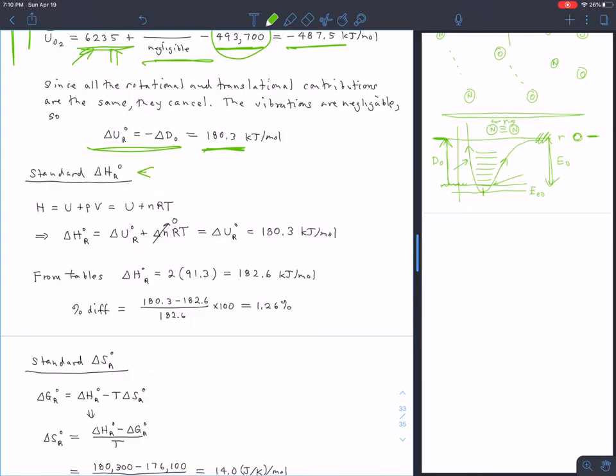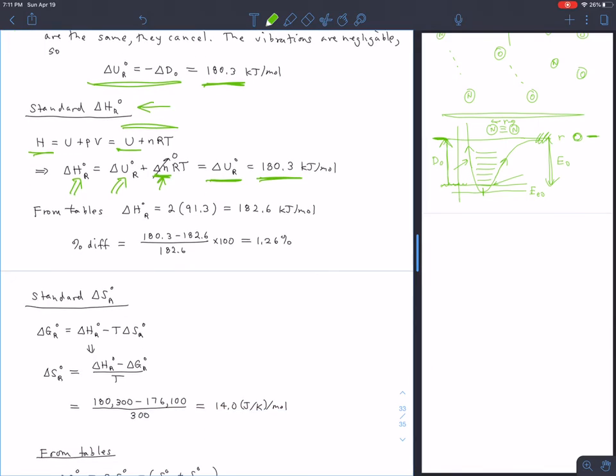Now for deltaH, for an ideal gas, the enthalpy is just the energy plus nRT. That means deltaH for reaction is deltaU for reaction plus delta N, the change in the number of moles, times RT, but that's 0 in this case, which means that deltaH is the same as deltaU. And again, that's 180.3.